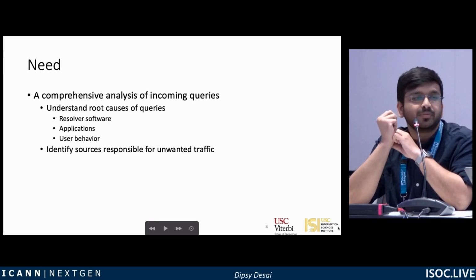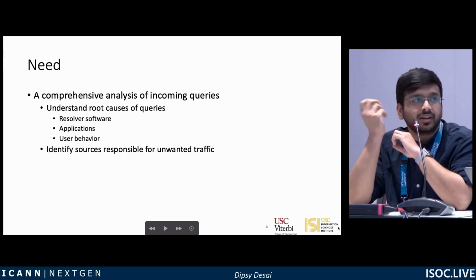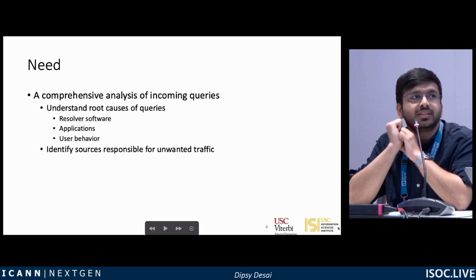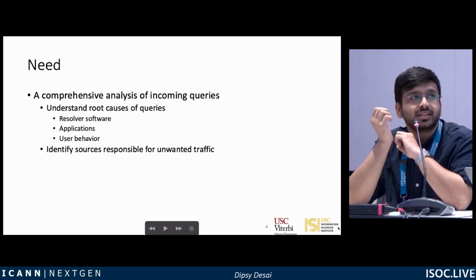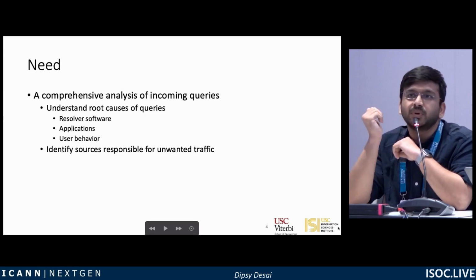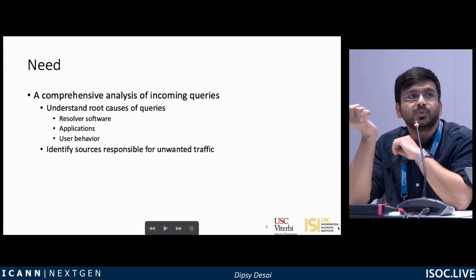We find that there have been faults in resolver software. There have been different kinds of applications, more recently IoT devices. And last but not the least, the user in the loop who has also been misbehaving with these queries and then sending them to the root server. We intend to identify the sources that are responsible for all unwanted queries that come to the root server.